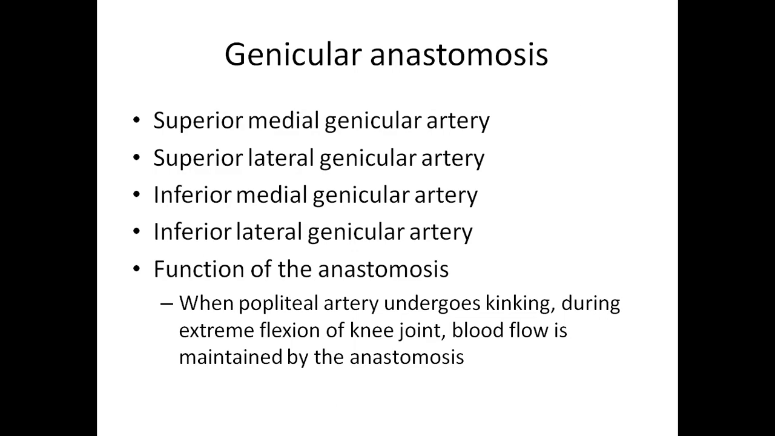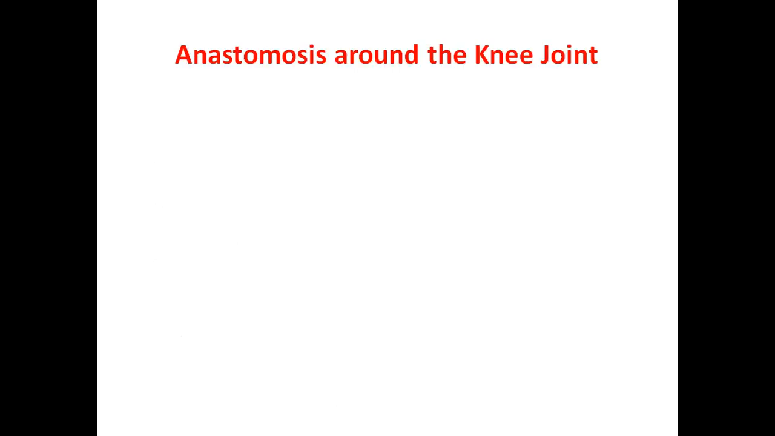If the major vessel is blocked, the main road is blocked, the side passages are used so that traffic doesn't build up. Similarly, anastomosis does the same function. When the major blood vessel is blocked due to functional reasons, then the tinier blood vessels will act as a bypass road to continue the blood circulation.